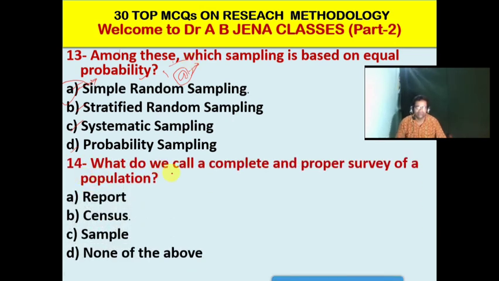So next one MCQ. What do we call a complete and proper survey of a population? A, it's report, B, it's census, C, it's sample, D, it's none of the above. So friends, so B is the right option for this MCQ. So census we call a complete and proper survey of a population. So B is the right option for this MCQ.